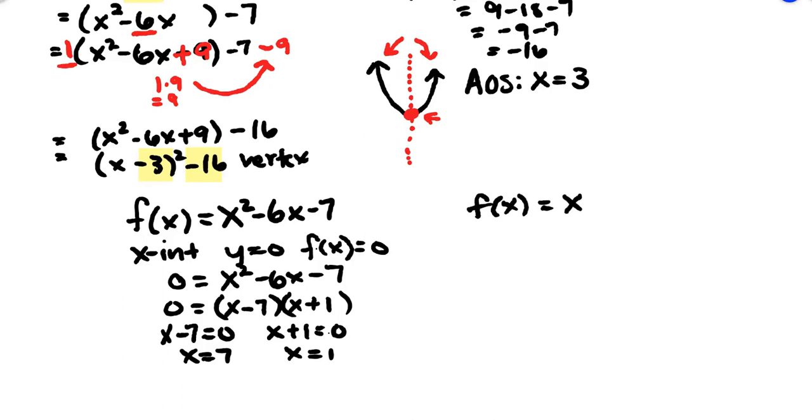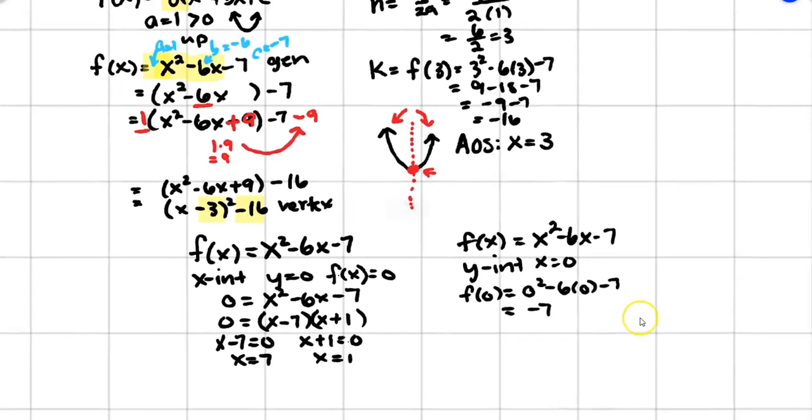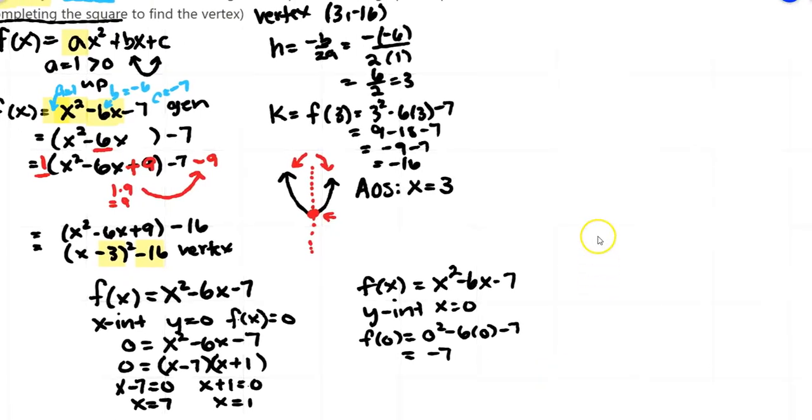So we start with our function f of x equals x squared minus 6x minus 7. To find a y-intercept, we'll let x equal 0. So I'm substituting a 0 into the function, which gives 0 squared minus 6 times 0 minus 7. And that is negative 7. So we have our y-intercept at negative 7. So I think we're ready to graph this function and find the domain and range.